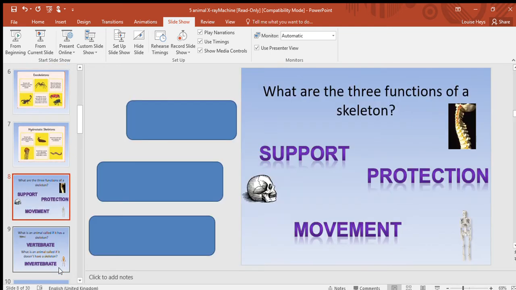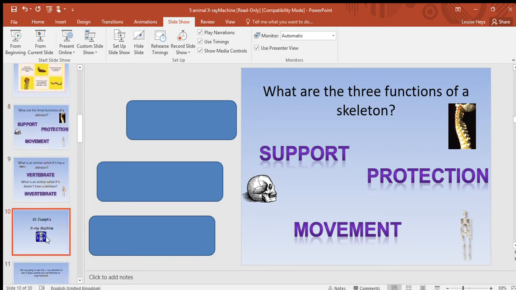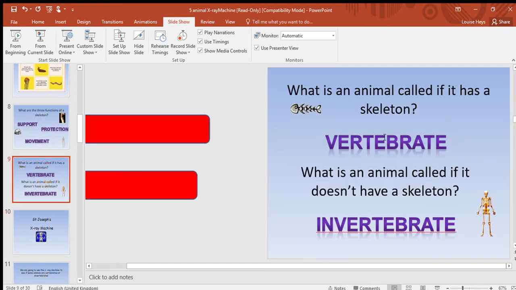So let's remind ourselves of the three functions of a skeleton. They are here to support us, they're here to offer protection, and they help us to move. And it's the same with the animals. The animal skeleton helps support them, protect them, and helps them to move. So, just a little reminder here as well that an animal with a backbone is called a vertebrate, and an animal that doesn't have a backbone is an invertebrate.